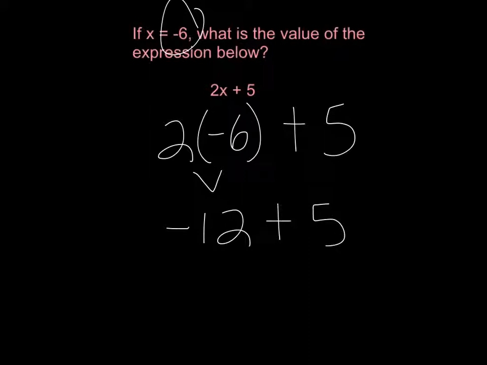plus 5. Now I need to think back to my skills. Negative 12 plus 5, what does that equal? Negative 12 plus 5 is negative 7.